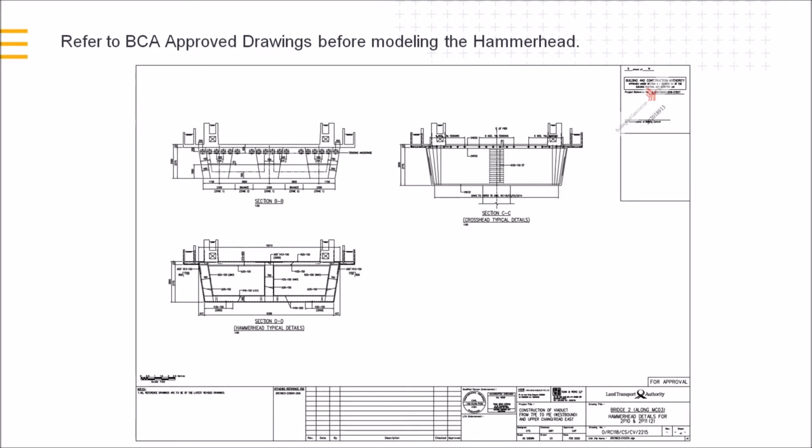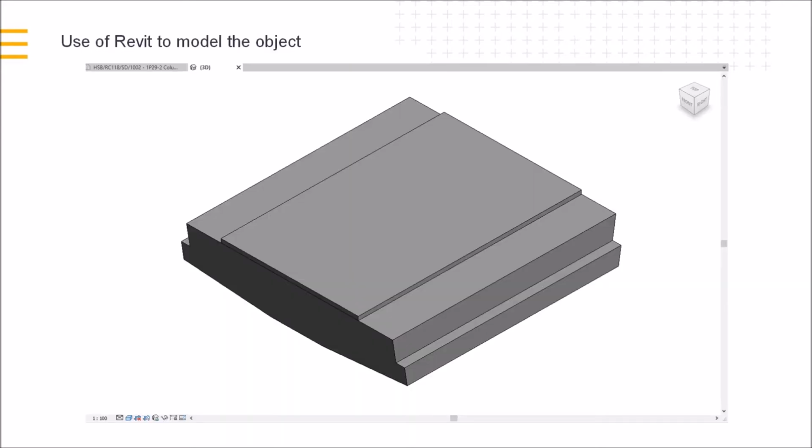And these are two drawings that relate to this hammerhead. You may notice that these are not just dimensions, but with rebar details as well. And this is what we need for our Tekla, because later we have to put the rebar details on this particular hammerhead. Next, we move to modeling the element in Revit. Since we have had the tender model in Revit from the start, we can just modify this part following the BCA approved drawings.